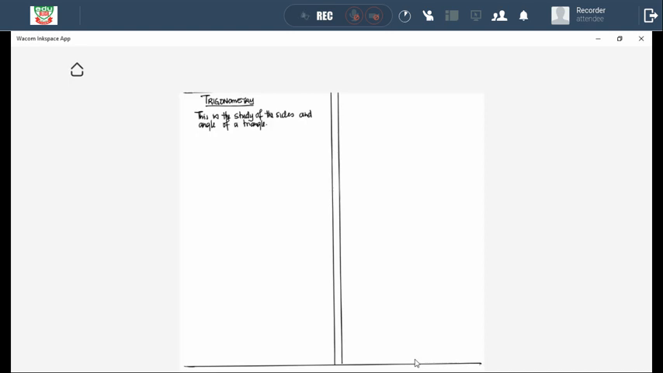Right. Now, the first thing that I want us to do for today is just naming the sides of a right-angled triangle. What is a right-angled triangle? A right-angled triangle is a triangle with one of its interior angles being equal to 90 degrees. Right-angled triangle. Okay.